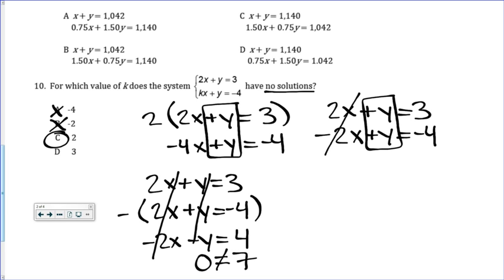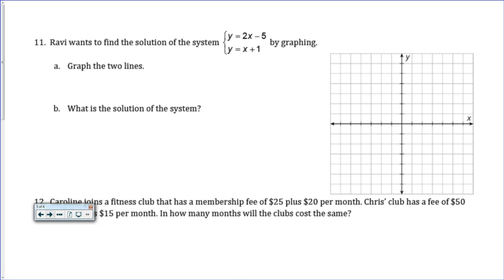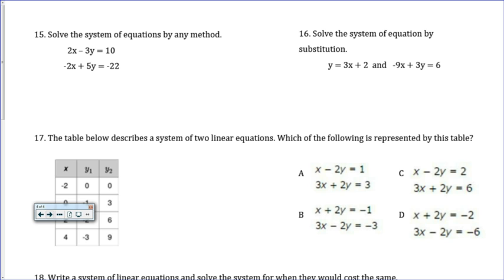Number 16. Solve the system of equations by substitution. Okay, so you can substitute the 3x plus 2. That can already go in place of your y. So you have -9x plus 3 times 3x plus 2 equals 6. I took everything here for y and substituted that in.